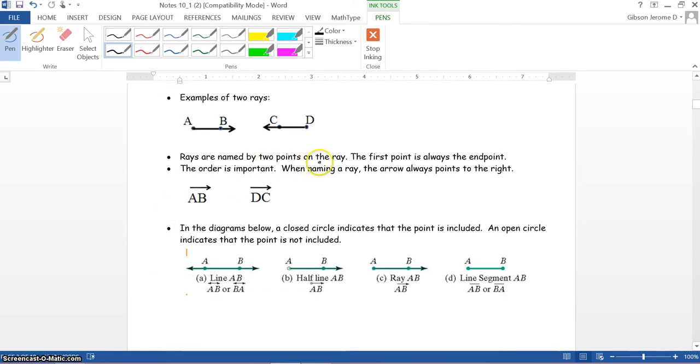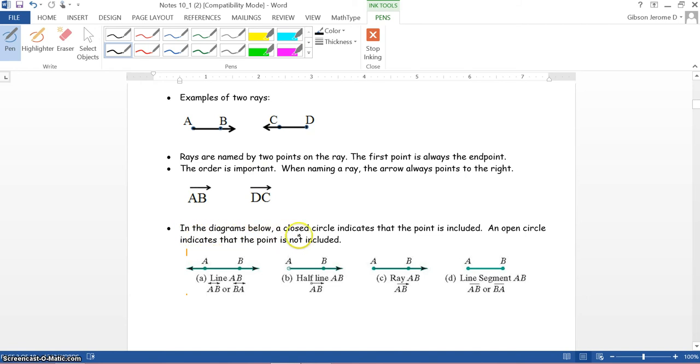Rays are named by 2 points on the ray. The first point is always the endpoint. The order is important. When naming a ray, the arrow always points to the right. So now, what happens is your endpoint always goes first. So your endpoint is A here, so the ray would be AB. Your endpoint is D here, the ray would be DC.